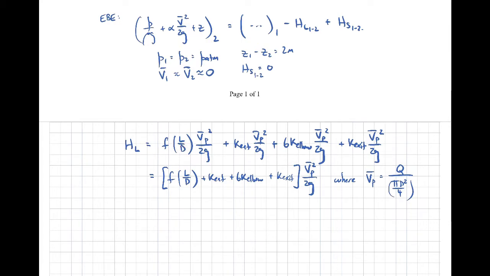We also don't know the diameter here. We're given the volumetric flow rate, but we can't find the average velocity in the pipe because we don't know the diameter of the pipe.